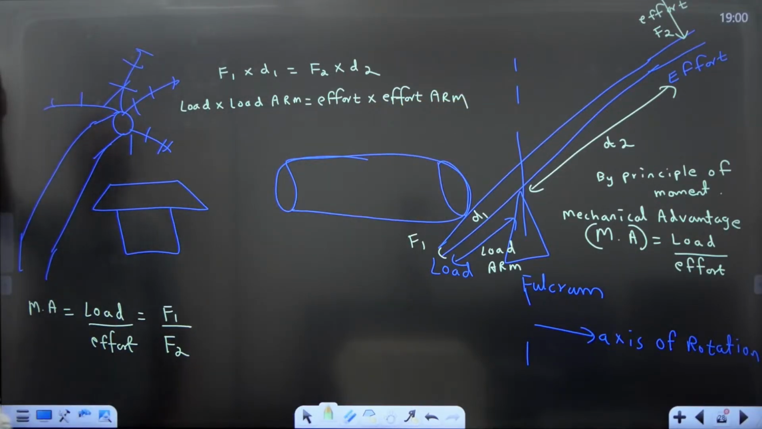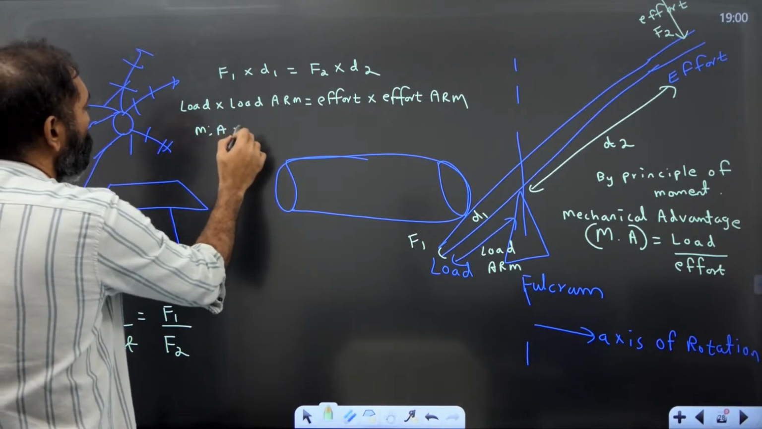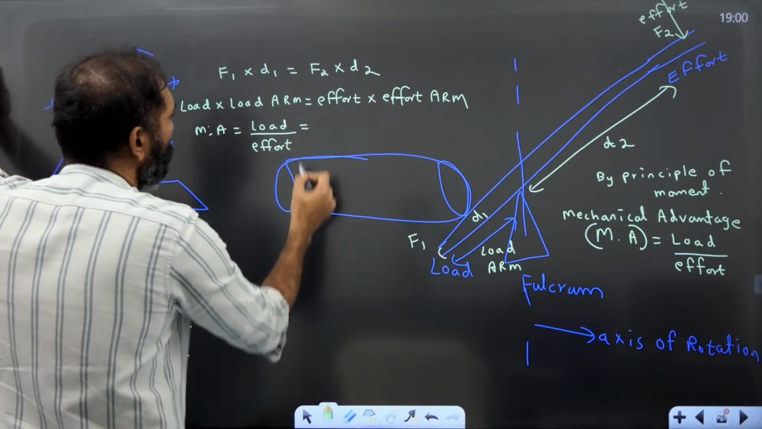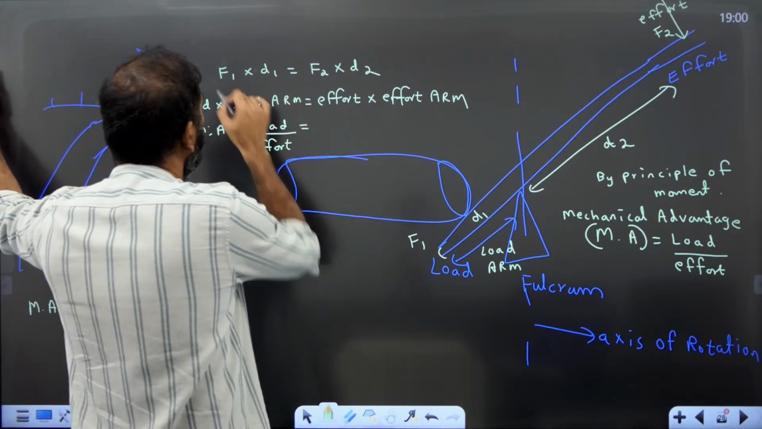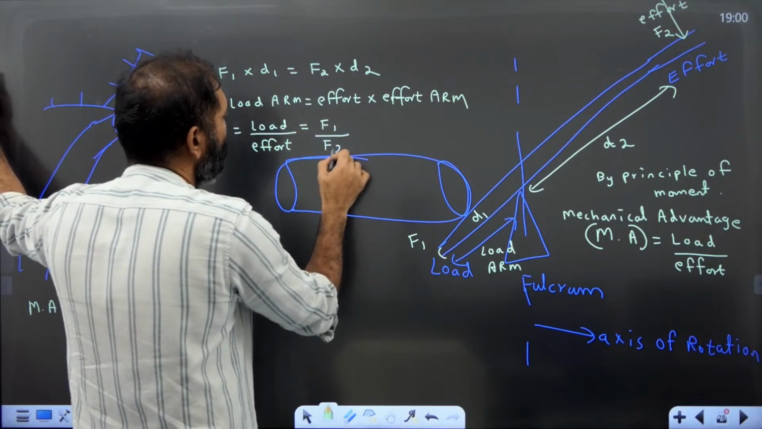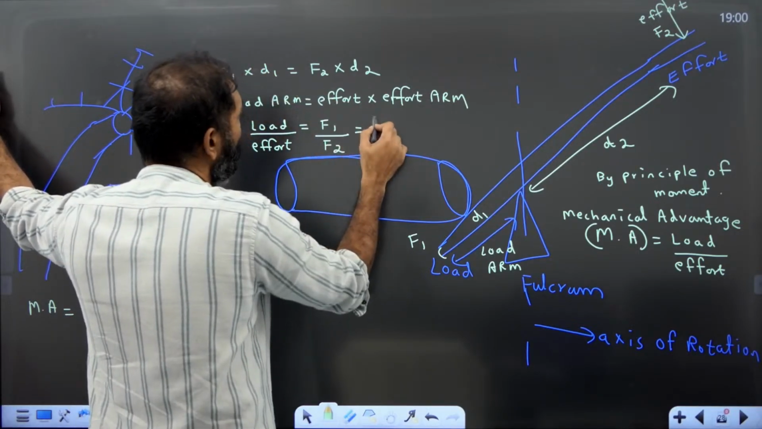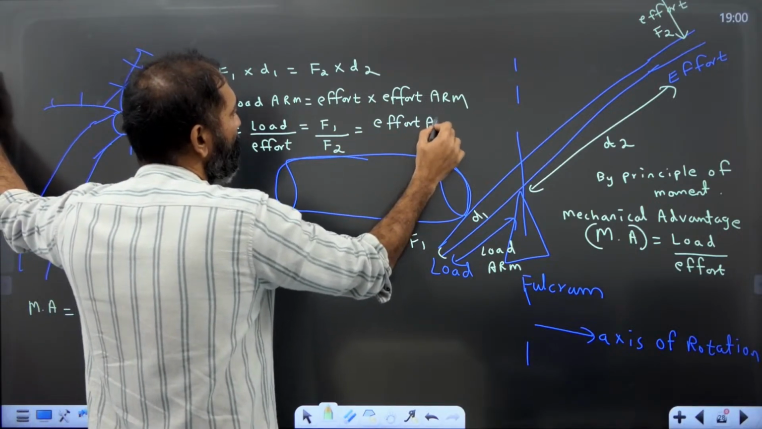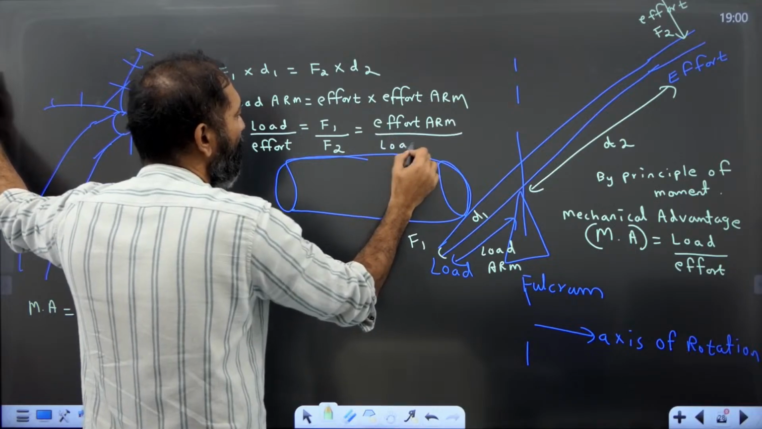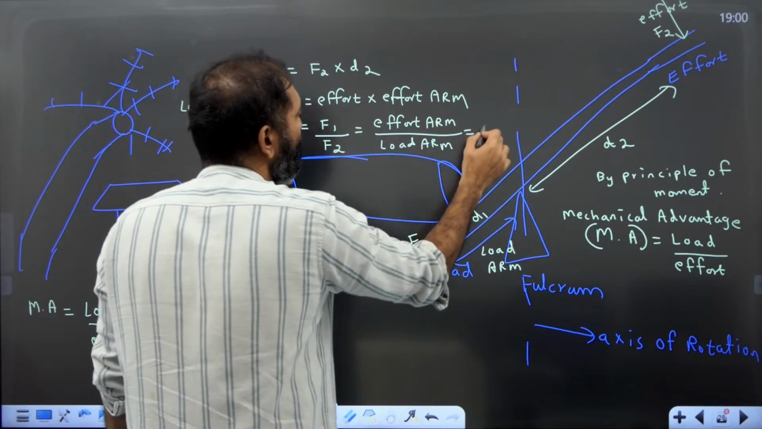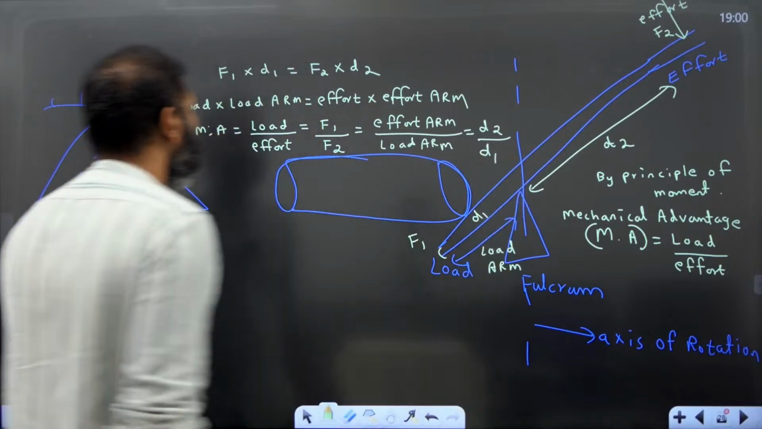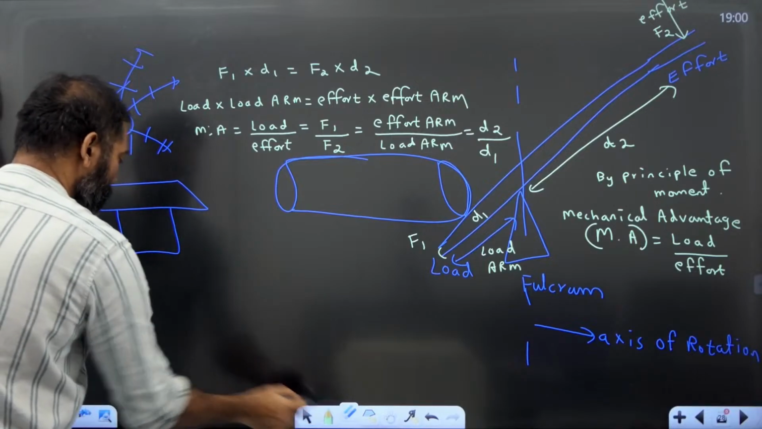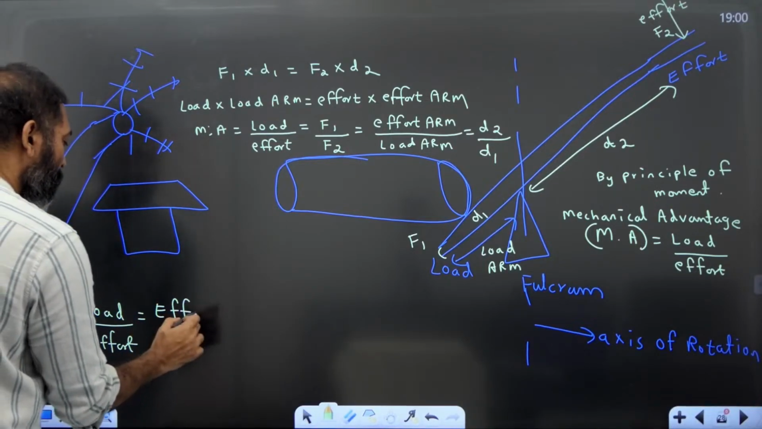Now what is mechanical advantage? Mechanical advantage is load by effort. What is load by effort? Load is F1, effort is F2, which is equal to effort arm by load arm. What is effort arm? D2. What is load arm? D1. So mechanical advantage is equal to load by effort, which I can simply write as effort arm by load arm.